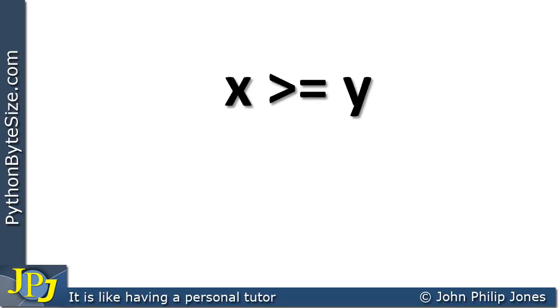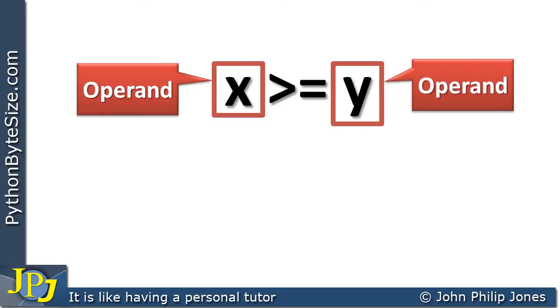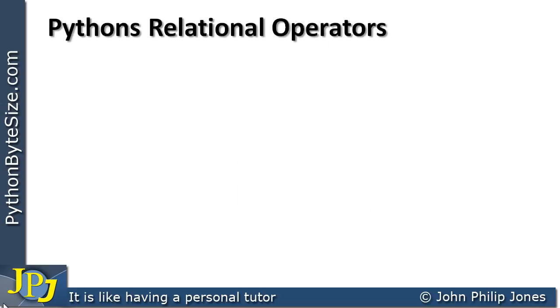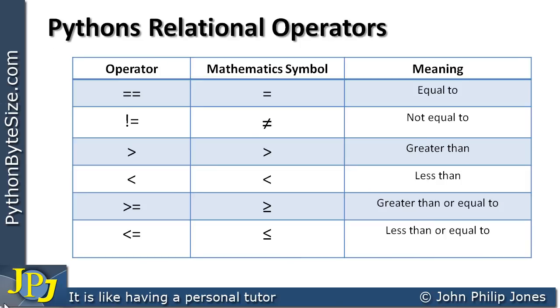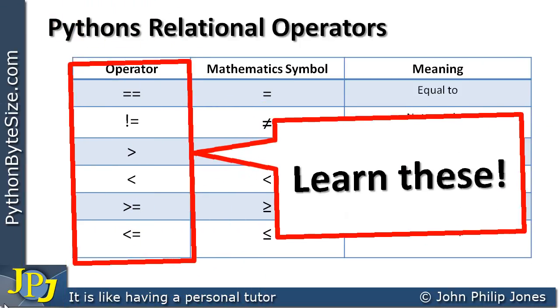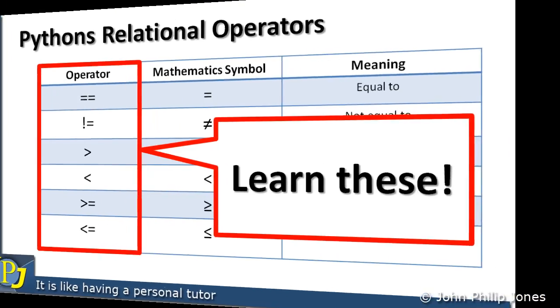Let's consider the terminology we use when we deal with relational operators. Here we can see we're relating X, which we call an operand, to Y, which we also call an operand. And we're using this operator. Now this is one of the many operators that are available to us in the Python language. If we look at the other Python relational operators, we can see that they're here. And the column we're interested in is the first column. And it's very important that you actually learn these here.